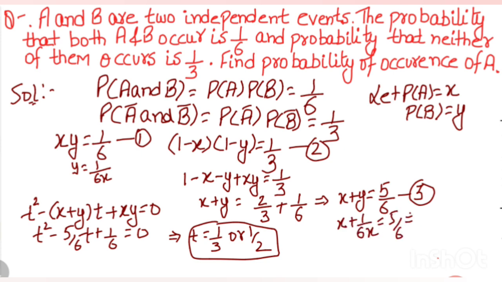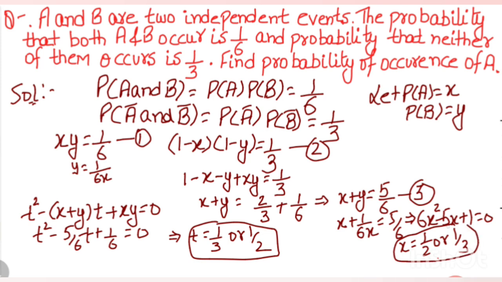From here the quadratic equation formed will be 6x square minus 5x plus 1 equals 0. On solving this equation we get the value of x as 1 by 2 or 1 by 3. So the probability of occurrence of A equals 1 by 2 or 1 by 3.